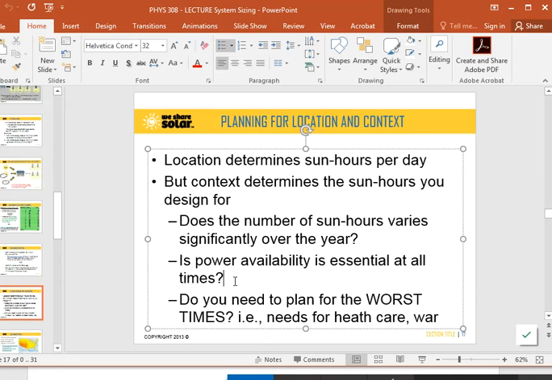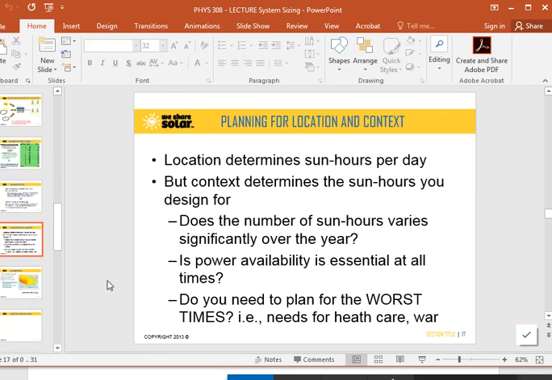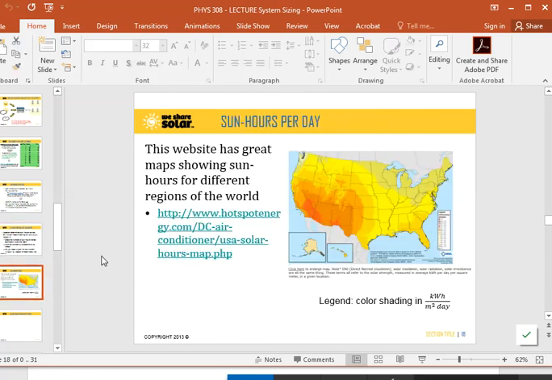Is power availability essential for all times? And do you need to plan for the worst times? For example, are there healthcare needs? Or what if there is some war? What if there's something very serious that really needs the electricity, right? So these are things to consider in your design.